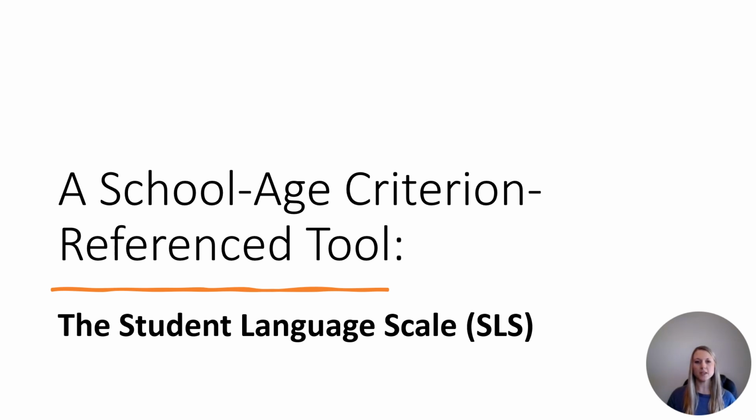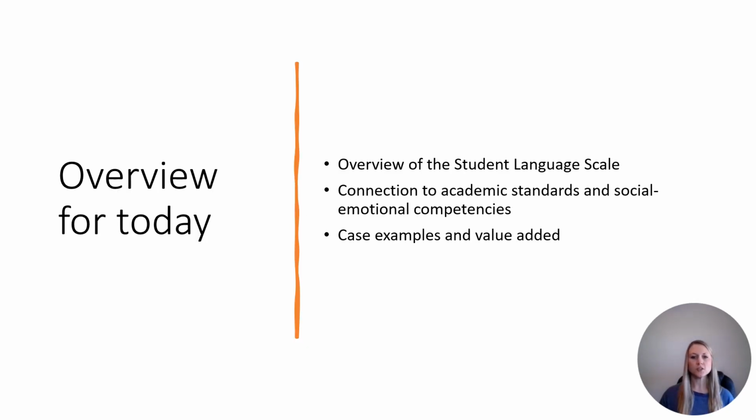This week we are moving into Module 2 and we are going to be talking about a school age criterion reference tool called the Student Language Scale, or the SLS. Just an overview for this module. First, we will go over the Student Language Scale, the SLS, talk about what it is and how we can use it. Then we will make some connections to the academic standards and social emotional competencies, and then we will round out this module with a couple case examples and talk about the value that this tool can add within your evaluations.